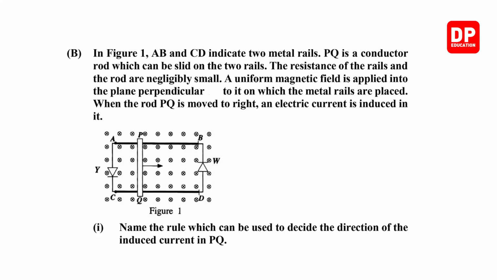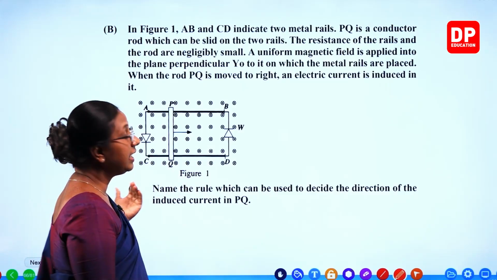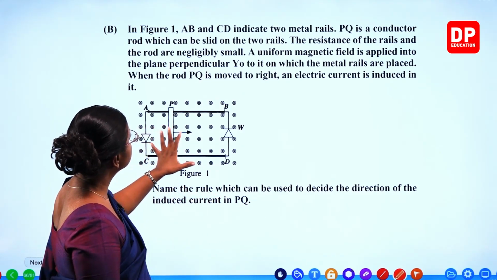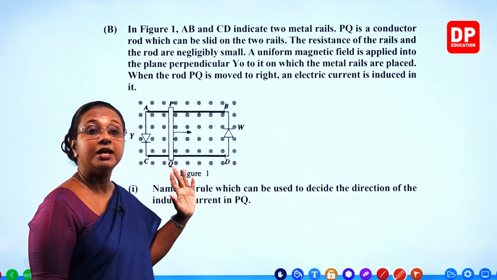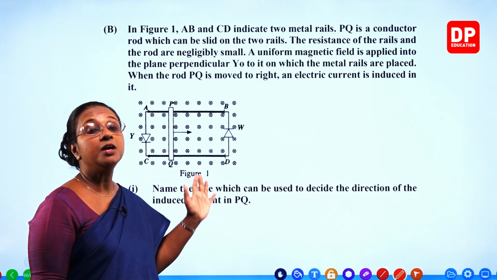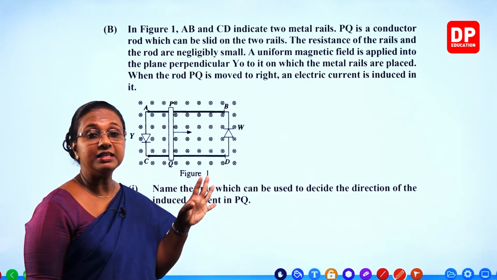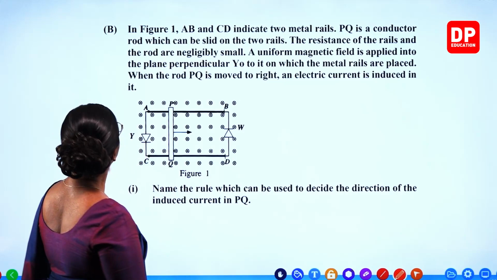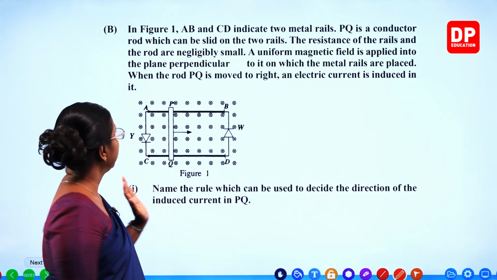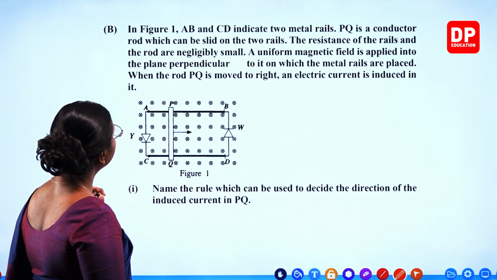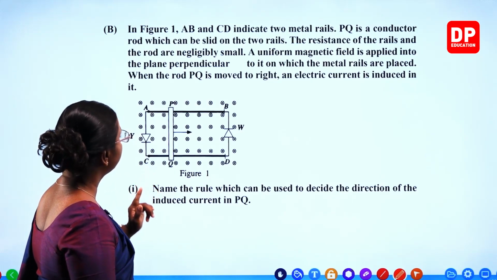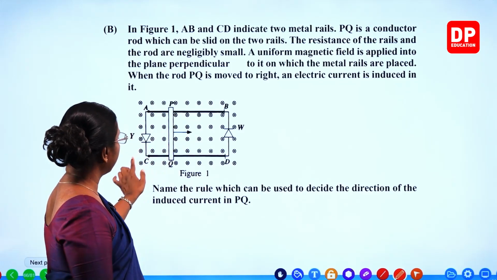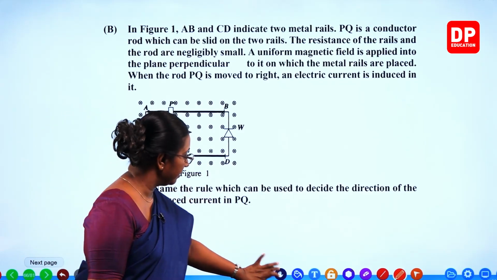Here this is part B. Now the part A, it was a biology question. Now here you can see this is a physics based question. Now in part B of the second paper, question number 8 and 9, they are usually mixed from different types of lessons. So part B. In figure 1, AB and CD indicate two metal rails. So if you look at the figure, you can see AB and CD are two metal rails.